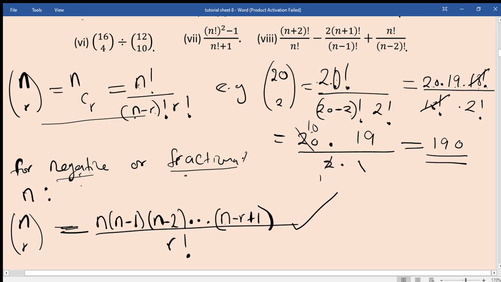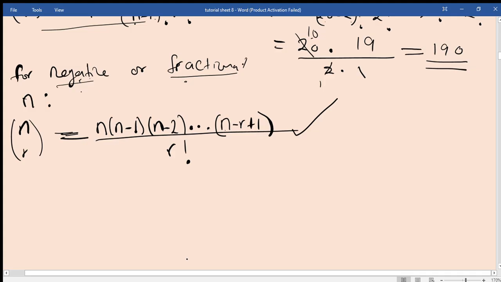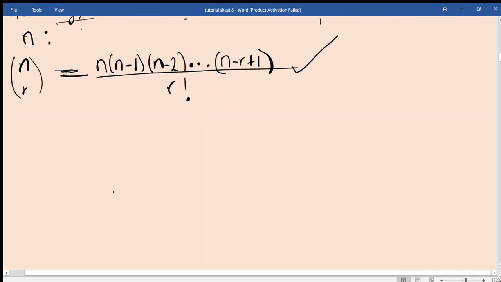So let's solve some questions using that formula. We are trying to simplify the binomial expression negative 2 combination 4. So n is negative here, which means we would use this formula.